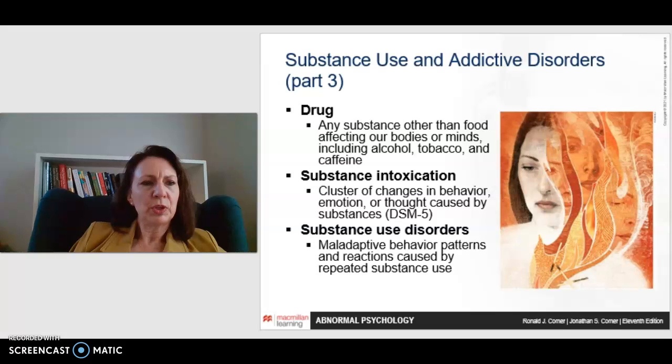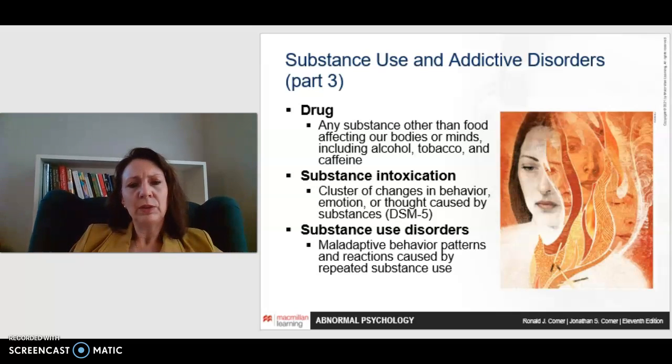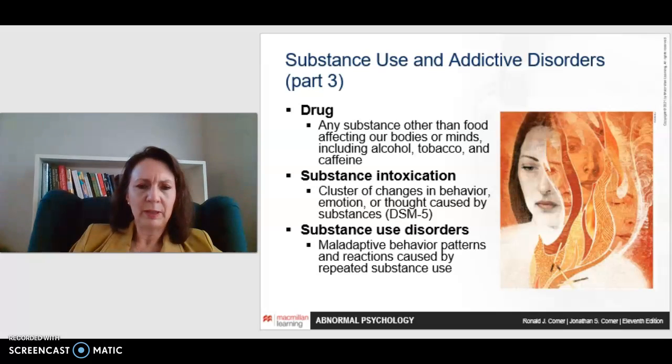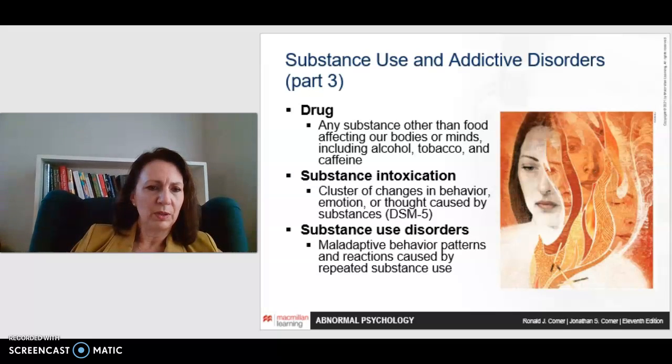So let's define a couple of terms before we continue. A drug is any substance other than food affecting bodies or minds, including alcohol, tobacco, and caffeine. Substance intoxication is a cluster of changes in behavior, emotion, or thought caused by substances. And this is from the DSM-5. And substance abuse disorders is when we actually develop maladaptive behavior patterns and reactions that are caused by repeated substance use.